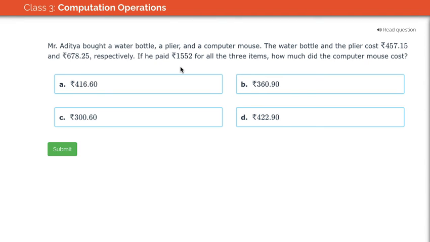So 0 minus 0 is 0. 0 can't be subtracted by 4, so it will take from 2 and becomes 10. 10 minus 4 is 6. 10 minus 4 is 6. So the answer will be 416.60.